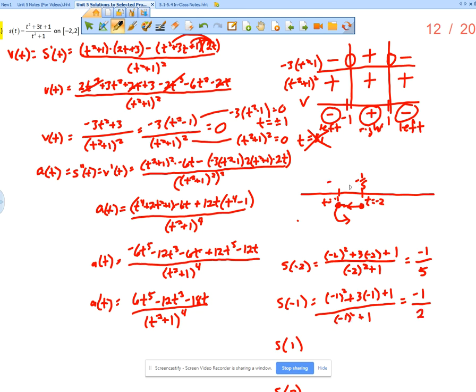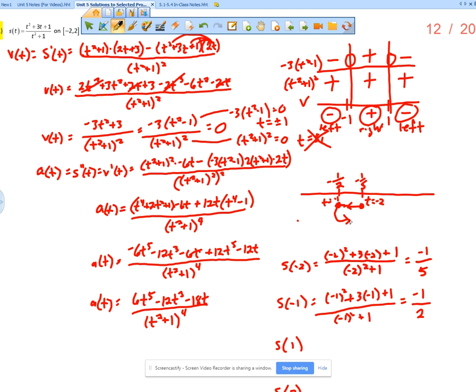So if I started at negative 1/5, did I actually go to the left if I ended up at negative 1/2? And the answer is yes, right? Remember, this is like negative 0.2, and this would be negative 0.5. So that is true.